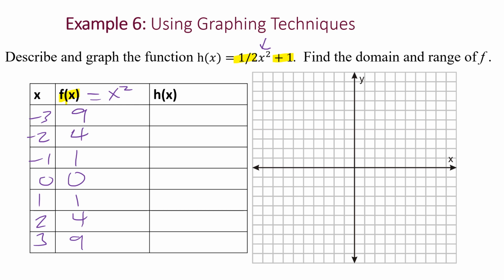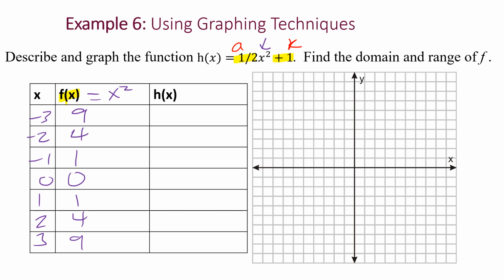Our rule says we want 1/2 x squared plus 1. Which variable is 1/2? A, B, H, or K? It's outside. It's not with the x. It's outside of the x. So it's our A. And plus 1 is going to be our K. Perfect.